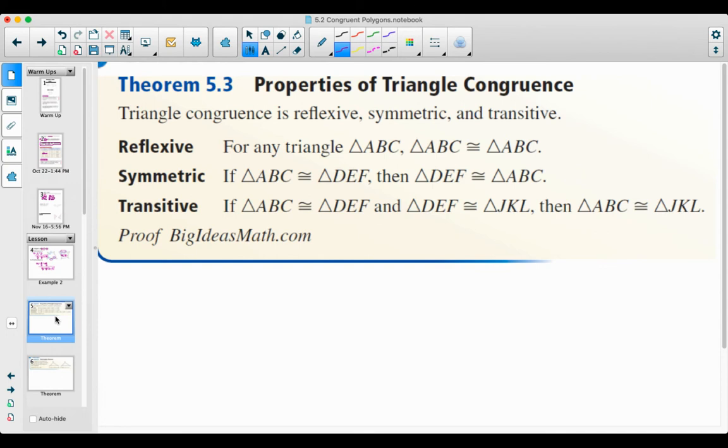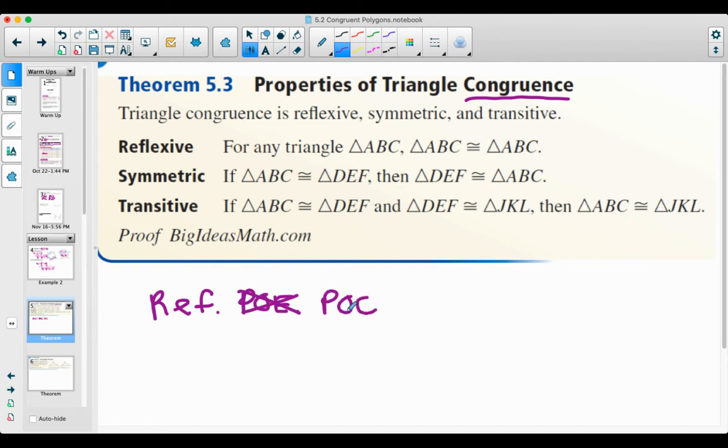So again, pause the video and your reflexive property. You guys have seen this before, but it was property of equality, and now we have property of congruence. So if you remember from our proofs, we would write reflexive POE. But now it's not POE anymore. It's going to be POC because it's congruent.